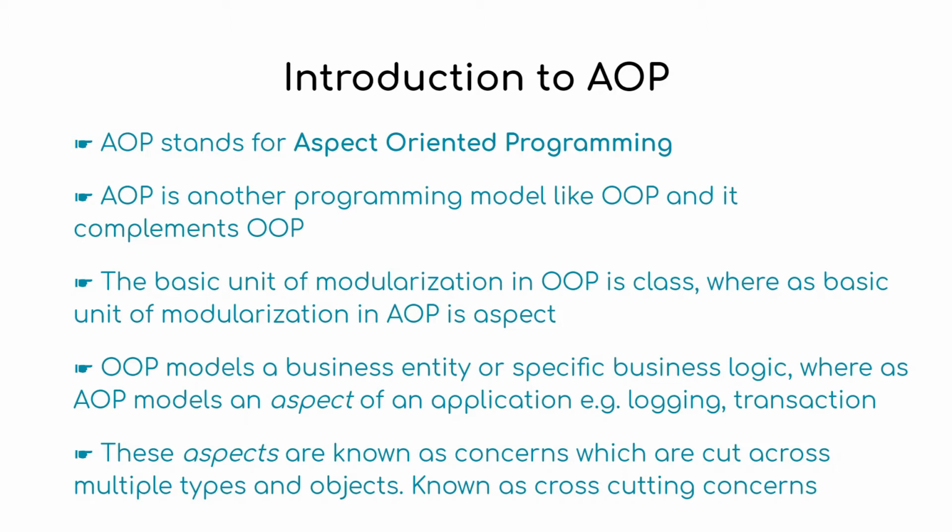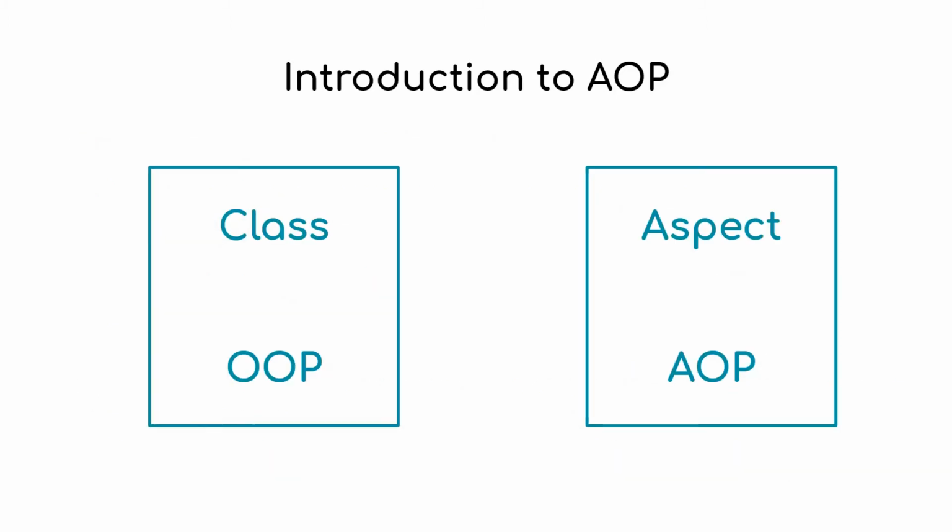The basic unit of modularization in OOP is a class, whereas the basic unit of modularization in AOP is an aspect. OOP models a business entity or specific business logic, whereas AOP models an aspect of an application. So here aspect refers to logging, transaction, or caching. These aspects are known as concerns, which cut across multiple types and objects, and these are known as cross-cutting concerns.